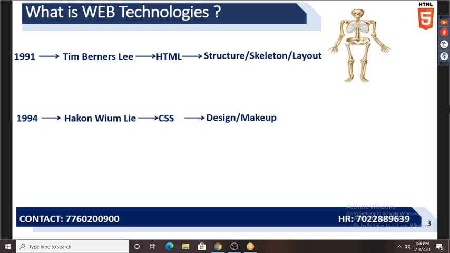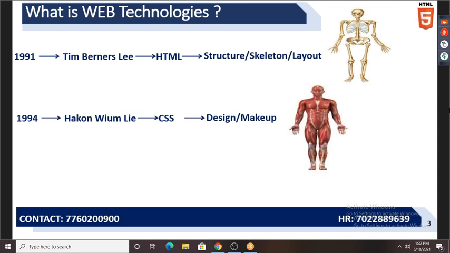Okay, for designing purpose. Clear? So now I can say makeup. If you consider the structure of a building, that is the HTML part. If you apply painting and all those things, it looks good. Before painting, it will not look good. So now after applying painting, it looks good.